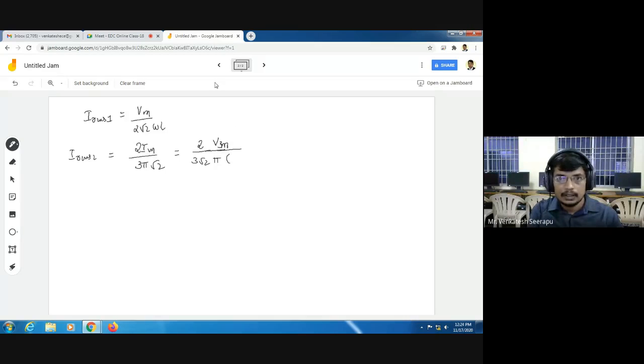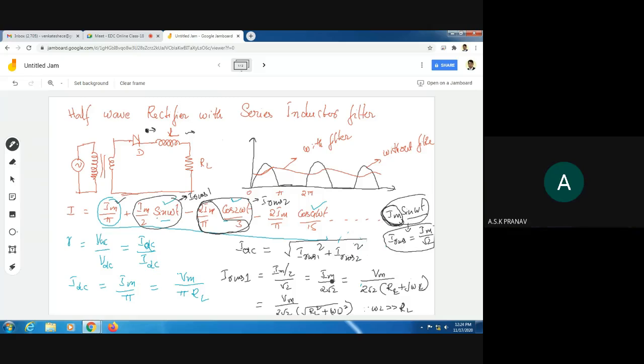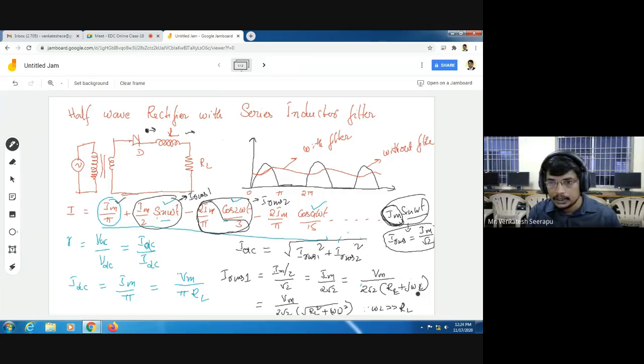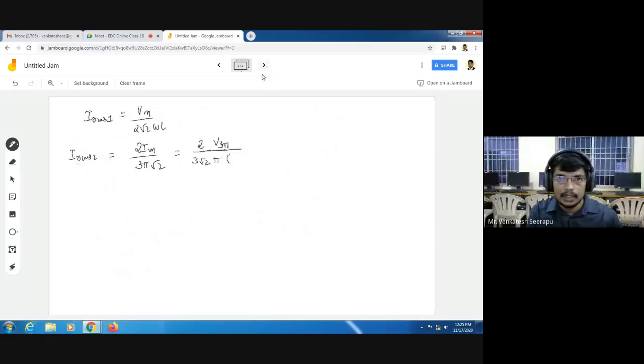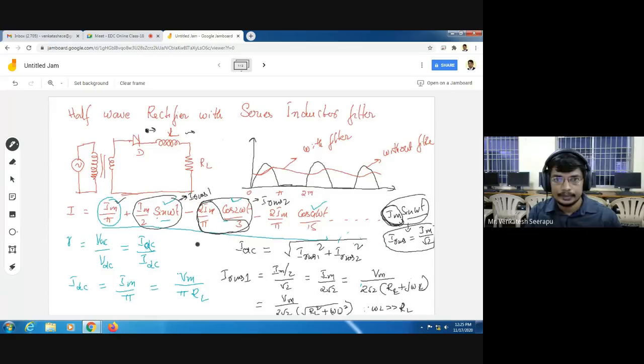Vm by RL plus J omega L, same as here. Im can be written as Vm by RL plus J omega L. What do we get here for Im? Vm by RL plus J omega L. Here, in place of omega, what do we have? In this AC component, in place of omega we have 2 omega.